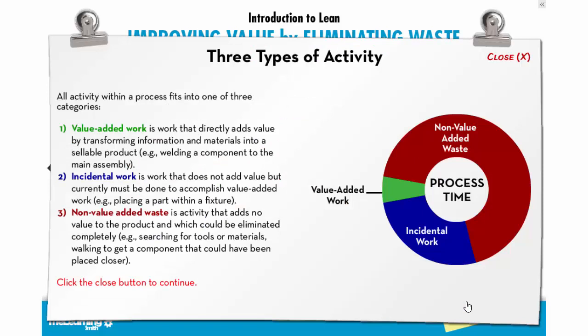All activity within a process fits into one of these 3 categories. Value-added work is work that directly adds value by transforming information and materials into a sellable product. Incidental work is work that does not add value, but currently must be done to accomplish value-added work. Non-value-added waste is activity that adds no value to the product and which could be eliminated completely.